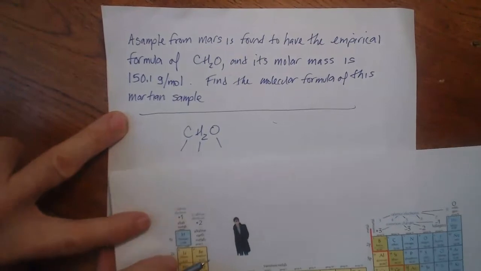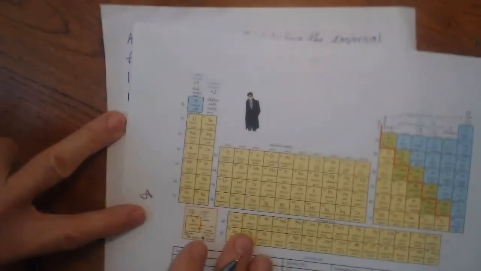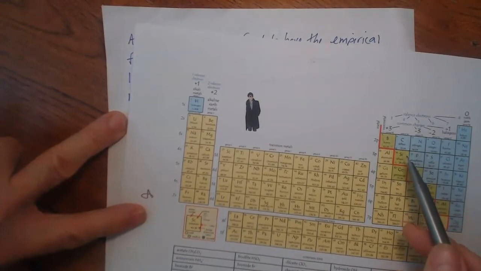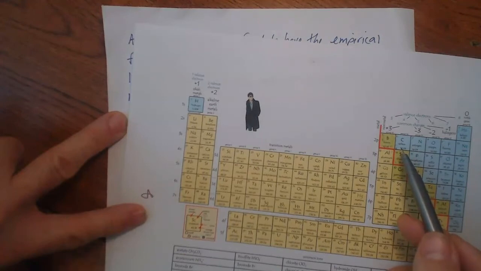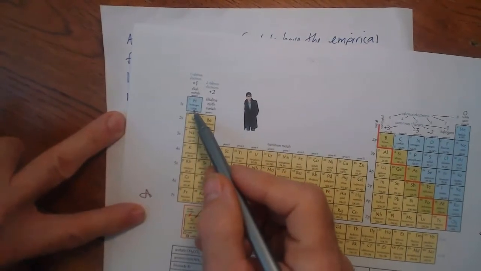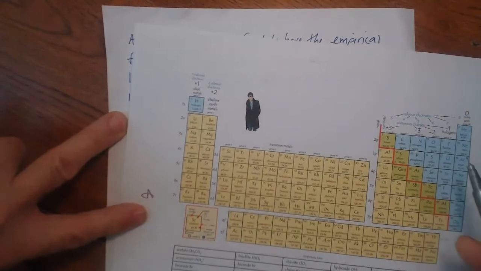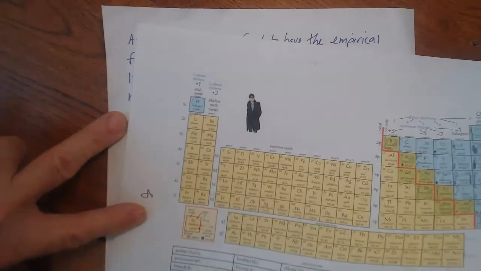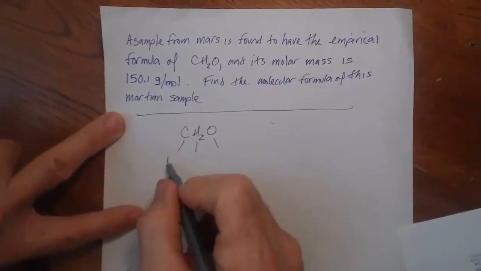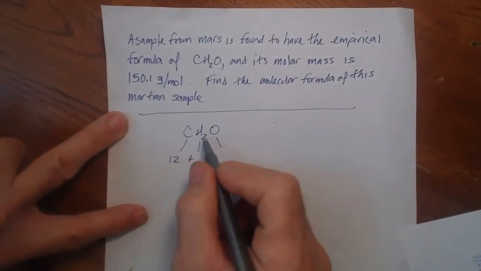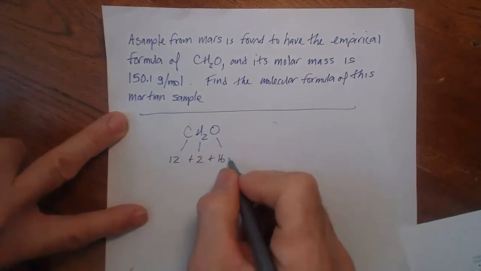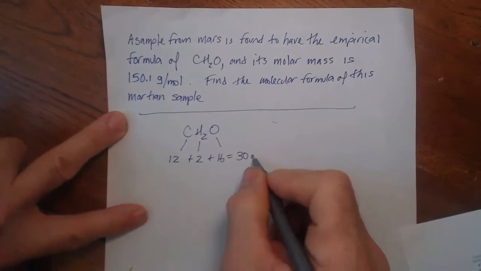Looking at your periodic table, you should see that carbon is right here, and you should see the number 12. I'm rounding to the nearest whole number. It just makes things cleaner. Each hydrogen checks in at 1 gram per mole, and oxygen at 16 grams per mole. So this would be 12 plus 2 times 1, see how there's two H's, plus 16 equals 30 grams per mole.